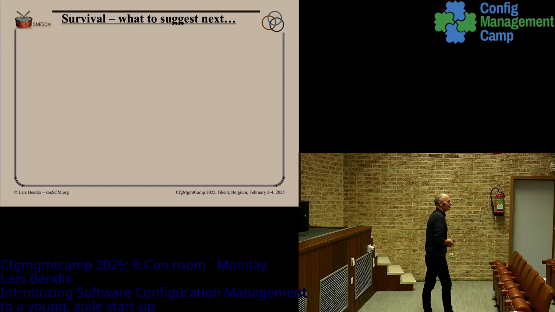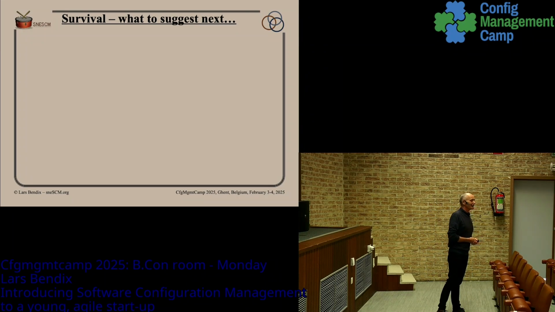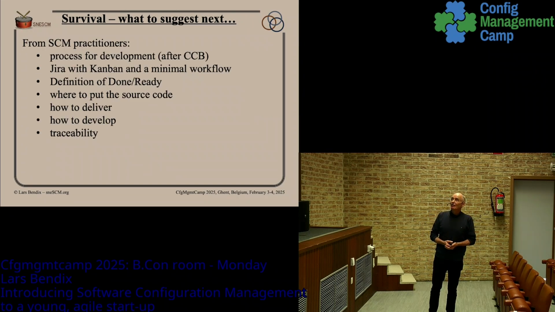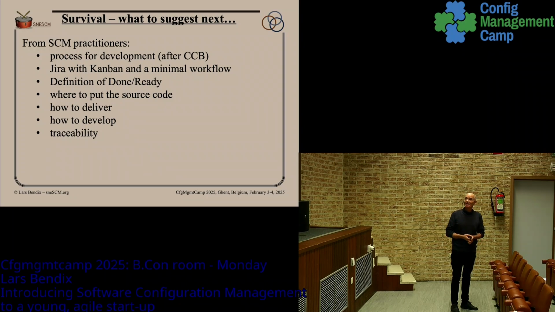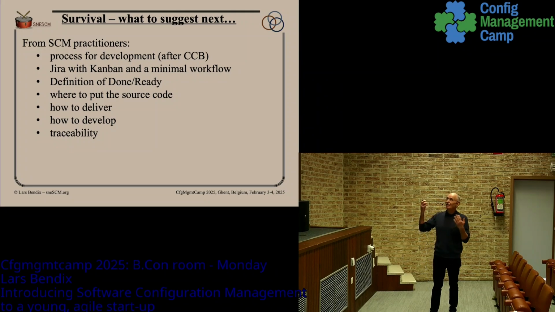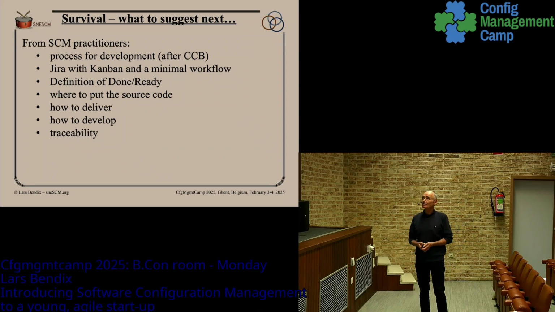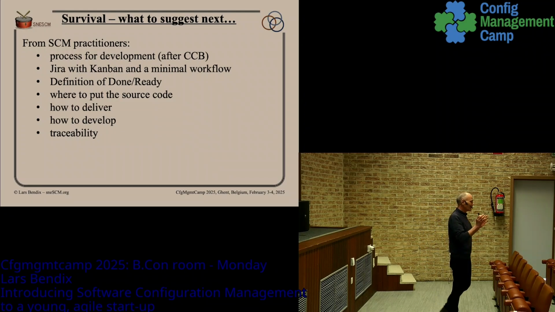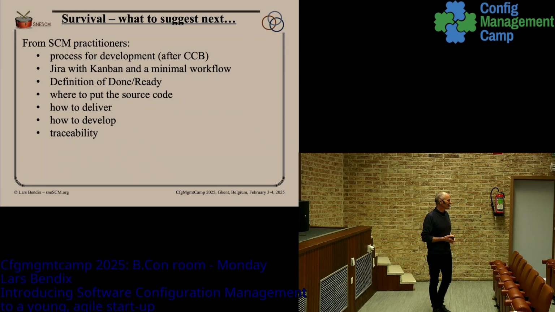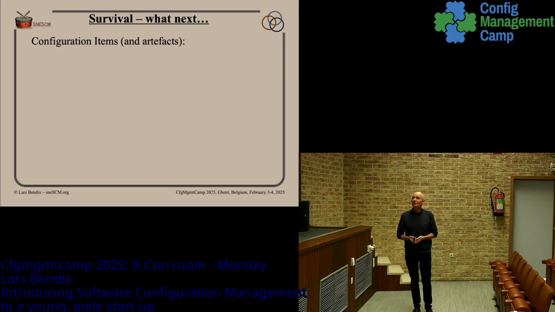Now that they know what to work on, then what is the next step? Well, my friends, the passionate configuration managers, they have another long wish list: process for development after the CCB, now that we made a decision, Jira with Kanban in the middle of workflow, definition of done or definition of ready, where to put the source code, how to deliver, how to develop, traceability, stuff like that. It's not completely off, but I wanted something more precise.